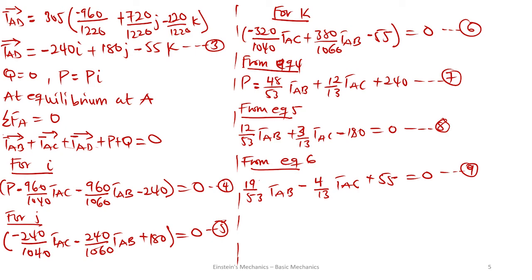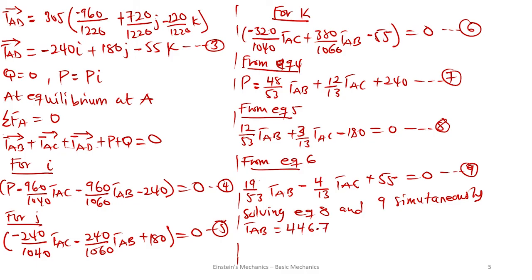Now we can do simultaneous equations here because the question is interested in P. Solving equations 8 and 9 simultaneously for the two unknowns, TAB and TAC, you are going to get TAB as 446.7 Newton, and your TAC is going to be 300.7 Newton. Your calculator can help you do that.